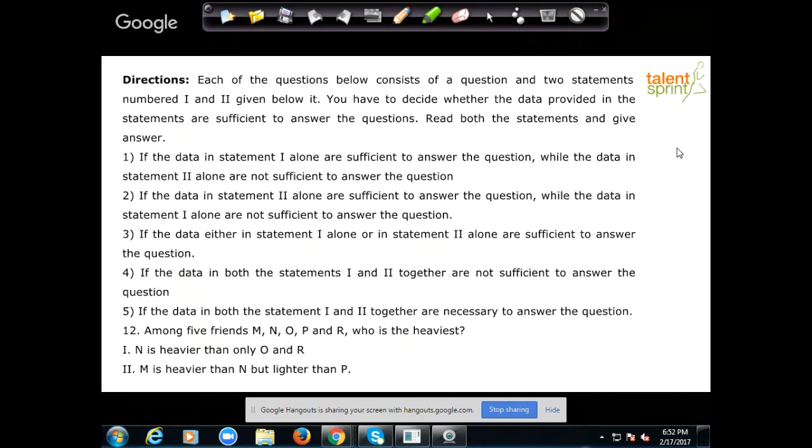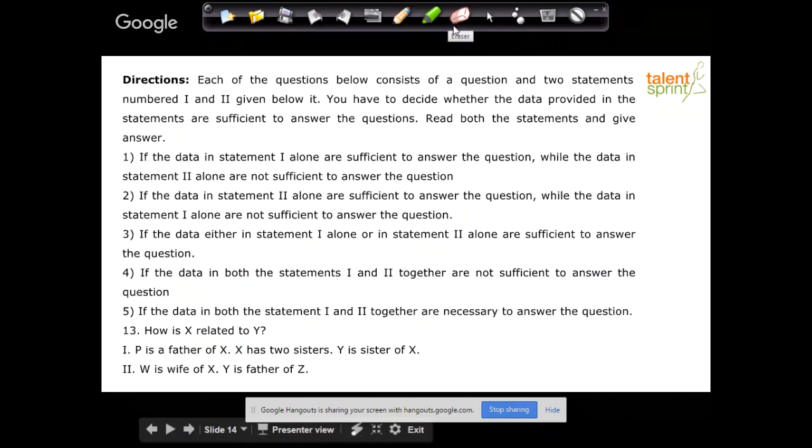Okay, I am going to move to the next question on data sufficiency. Now, let us look at this question.